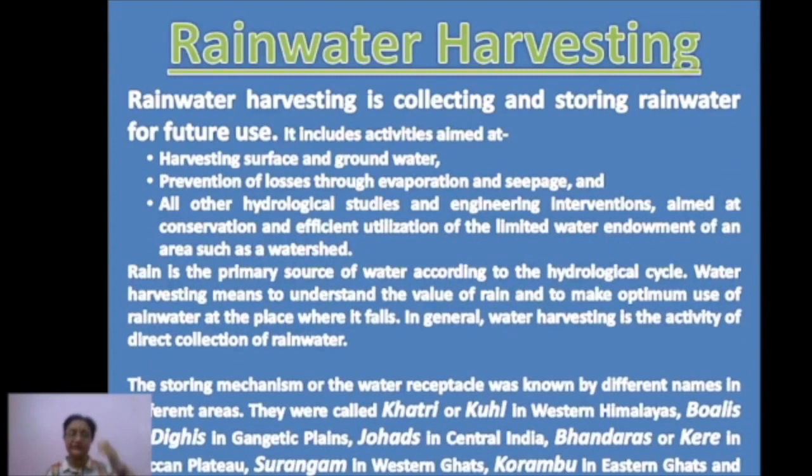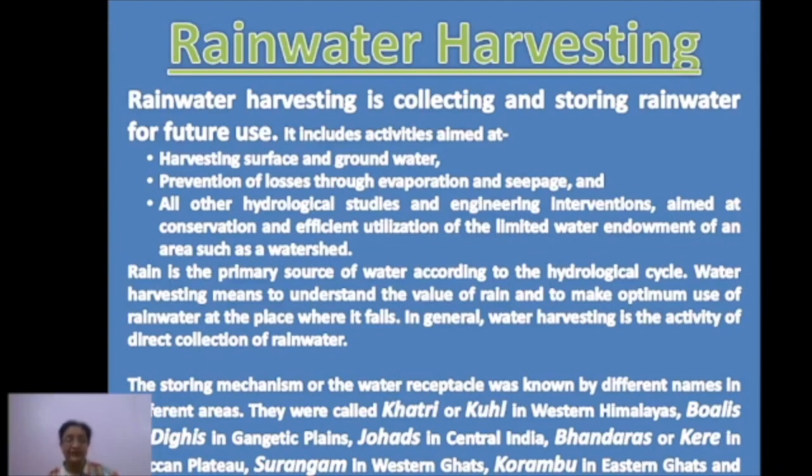There are different methods for the conservation of water, and one of the most important methods these days, which is in practice in several areas, is called rainwater harvesting.